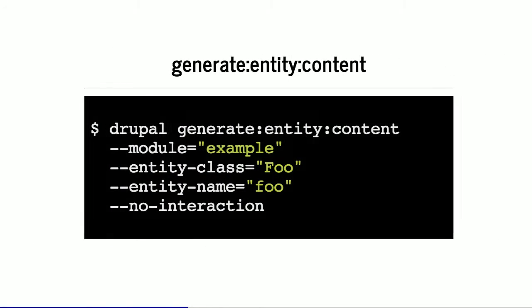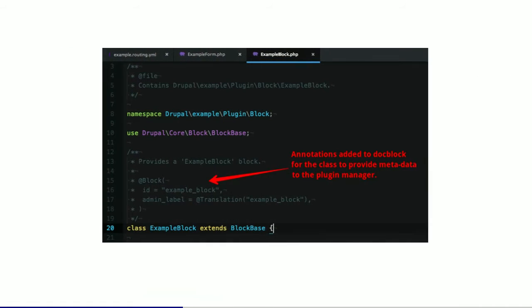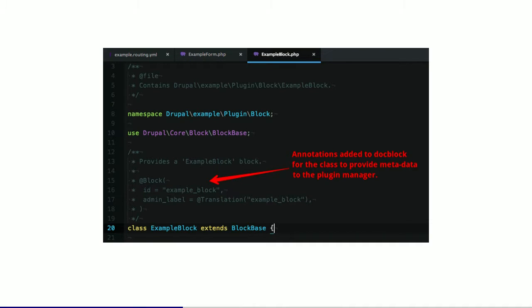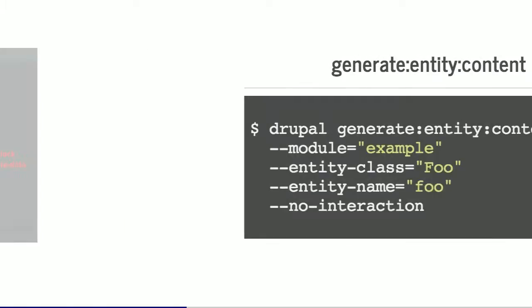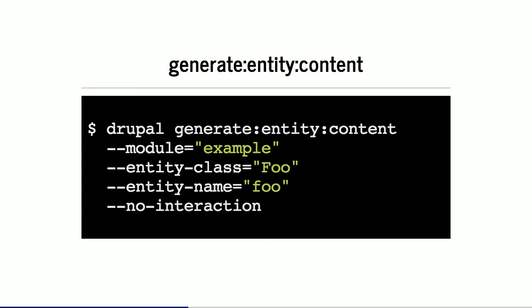And same thing, it's extending the right class and all the boring parts. Let's generate an entity content. Again, I've been showing you generators that render a couple of files, like three, maybe four files, which is, nah, maybe not impressive.